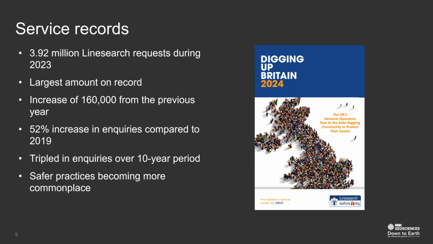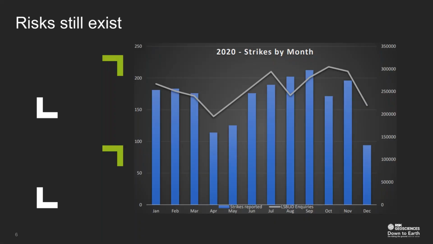So some positive trends there, showing that the understanding of the importance of obtaining that statutory information is becoming more embedded across industries, which of course is a good thing. But, and there is a but for this, risks do still exist. As you can see from this graph from the Utility Strike Avoidance Group in 2020, despite there being a generally higher trend of line search inquiries on the right-hand axis, we still can see reported service strikes are consistently above 100 a month on the left-hand axis, and that actually rises above 200 in August and September.